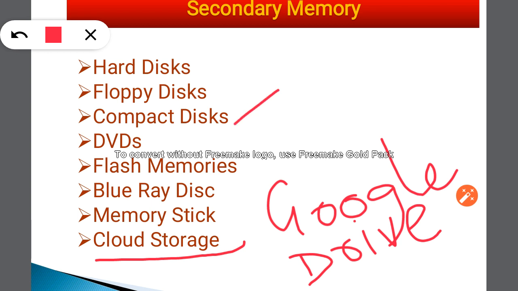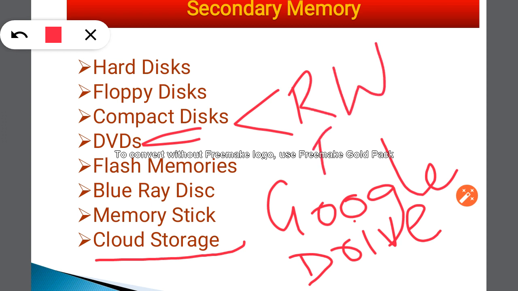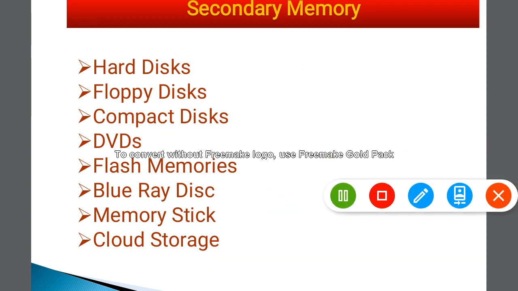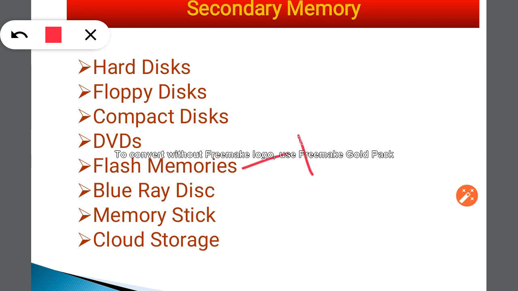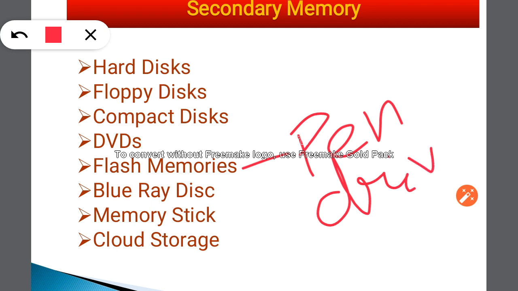Now this compact disc and DVDs both are rewritable and recordable. Flash memories, for example, can be pen drives. So these are the different examples of your secondary memories.